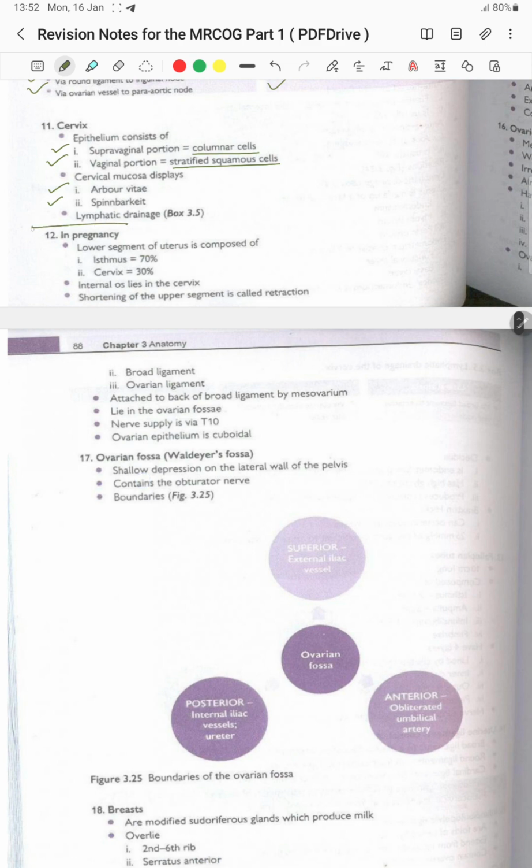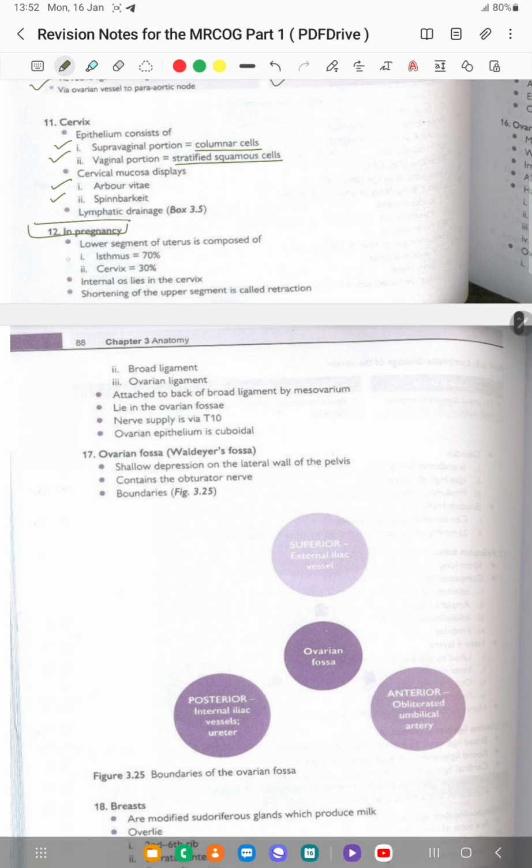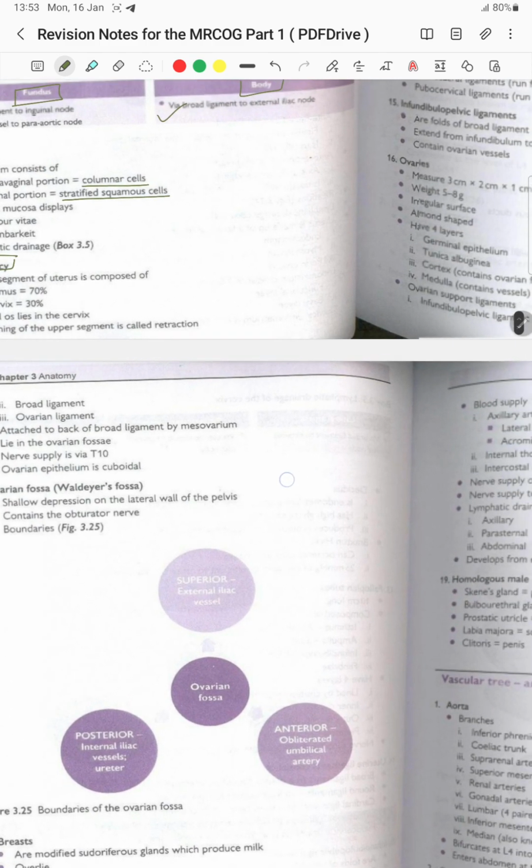In pregnancy, the lower segment of the uterus is composed of the isthmus 70% and cervix 30%. The internal os lies in the cervix, and the shortening of the upper segment is called retraction.